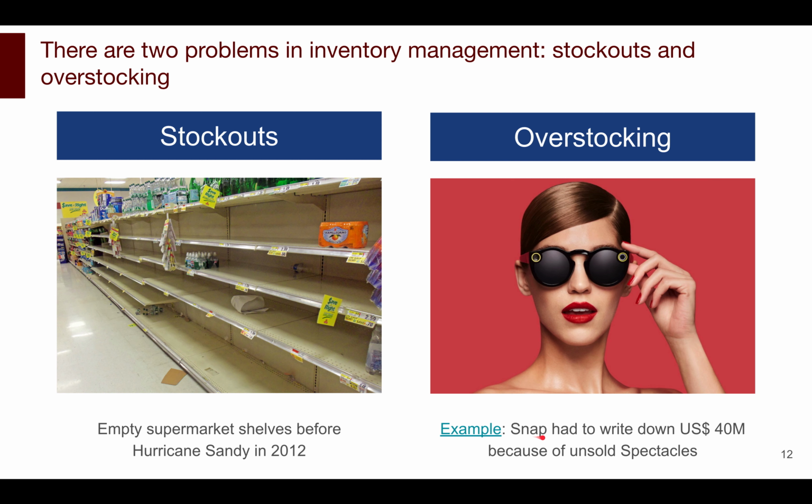So this company, Snap, produced this product called Spectacles. Here's a camera where you can record whatever you're seeing, and here's a blinking red light that shows that you're recording. I don't know why this product looks pretty cool, but it didn't sell well. I don't know, because it's very creepy.